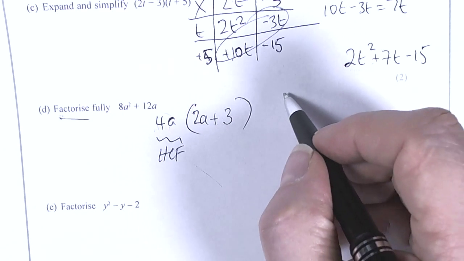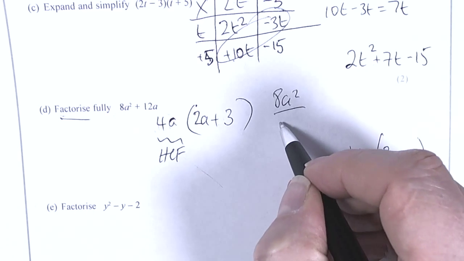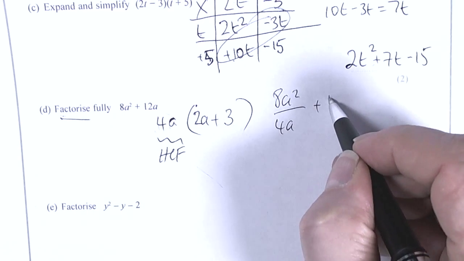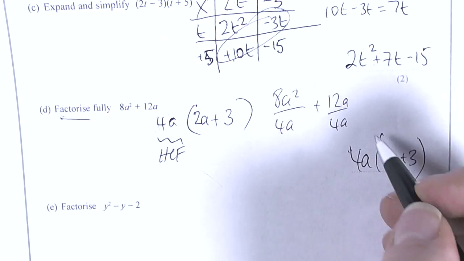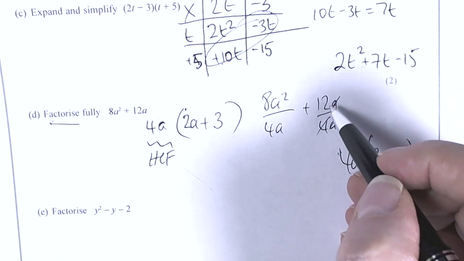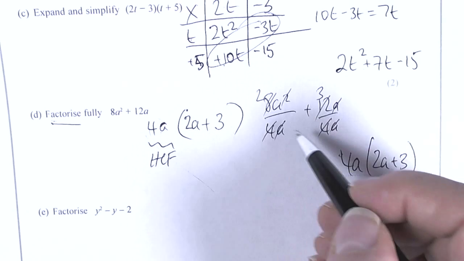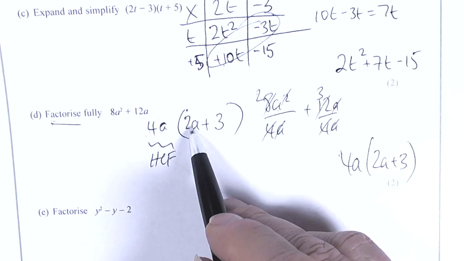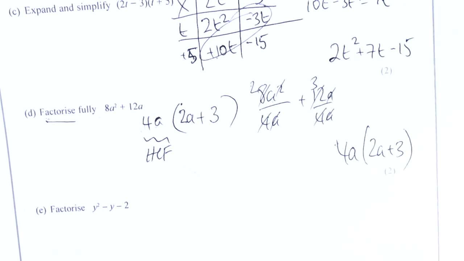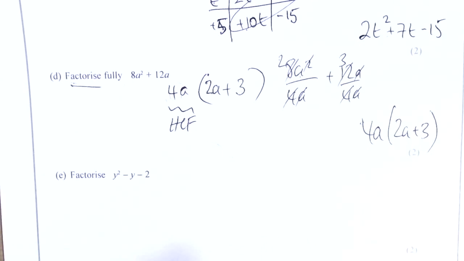Again, lots of different ways of doing this. We could have recognised, and then we could have divided by the highest common factor, and then we could have cancelled through: 4, 4, 3. A goes with that to make a, goes with that to make 2, and then what we've got left is 2a and 3. So lots of ways of looking at that question.